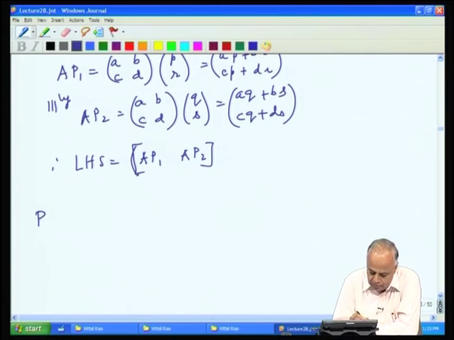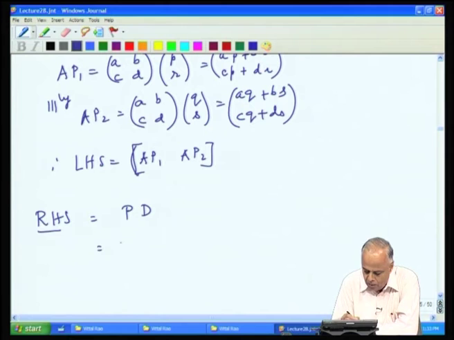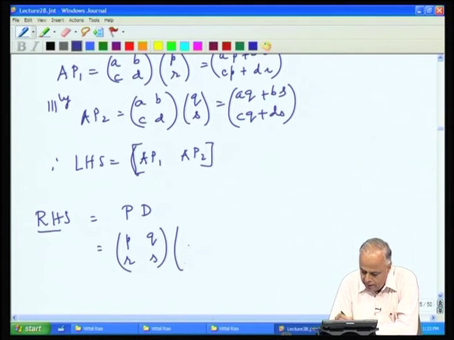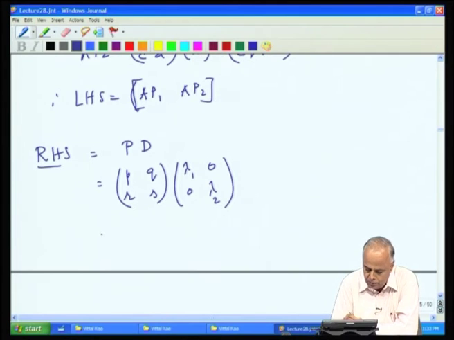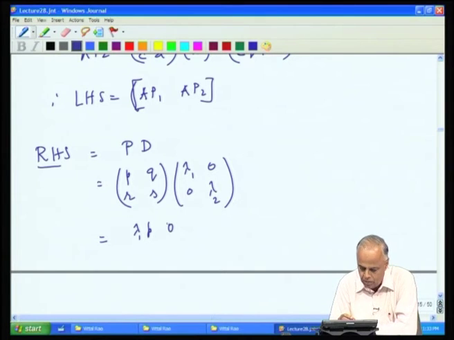What is the RHS? RHS is P D. What is P? P Q R S, and D is lambda 1 0 0 lambda 2, and the product is going to be lambda 1 P, lambda 2 Q, lambda 1 R, lambda 2 S.